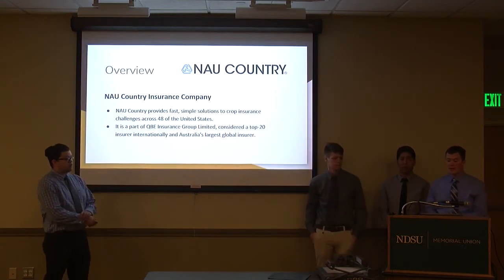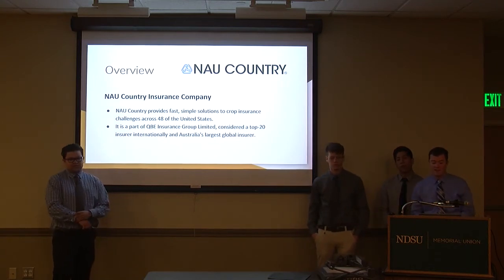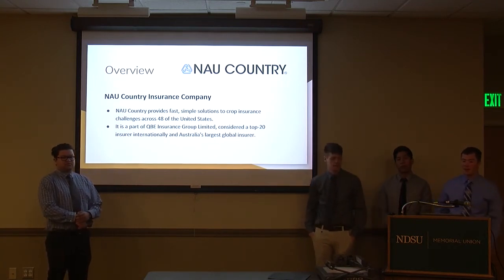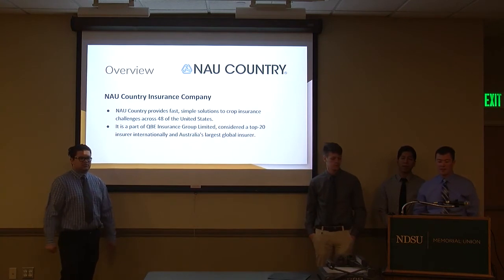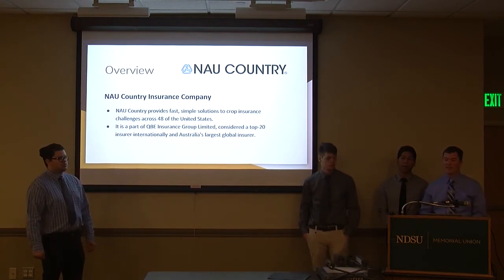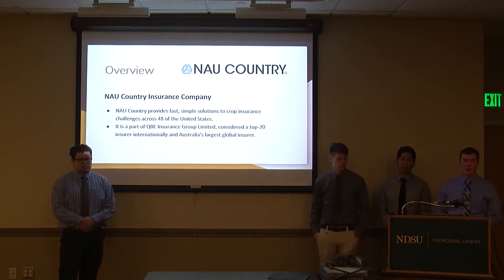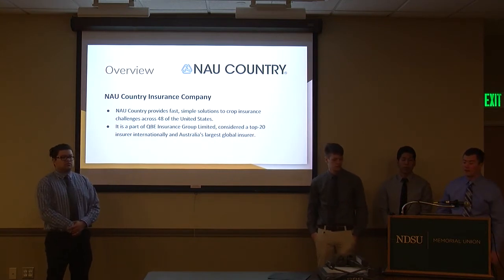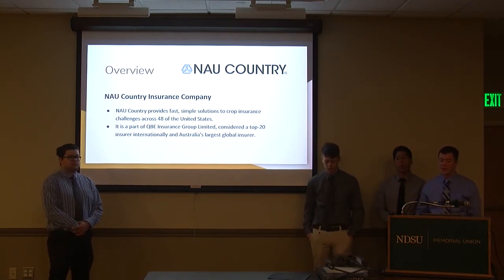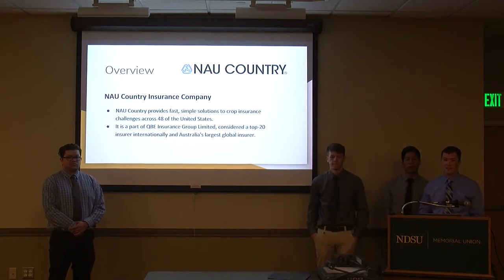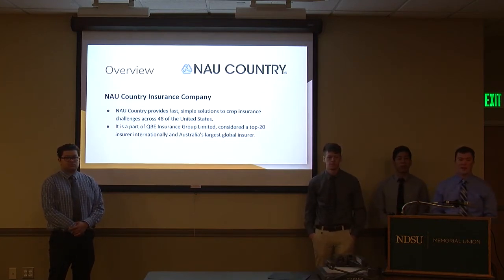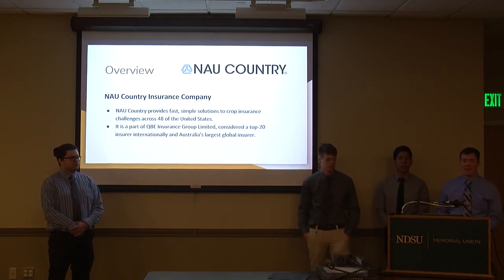So NAU Country is a crop insurance company. They provide crop insurance to 48 of the states across the United States. They're part of the QBE Insurance Group, a company based out of Australia. They're considered one of the top 20 insurers internationally and Australia's largest global insurer.